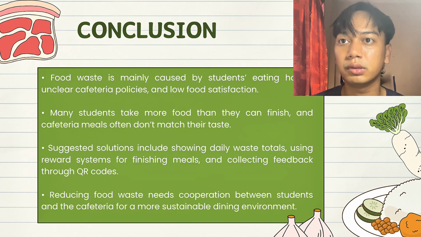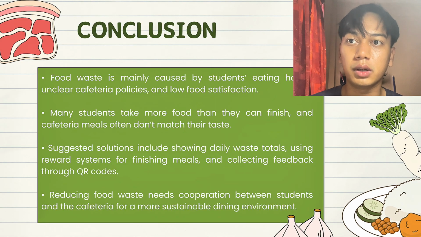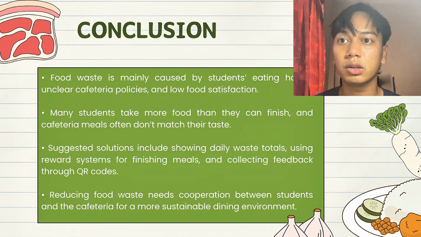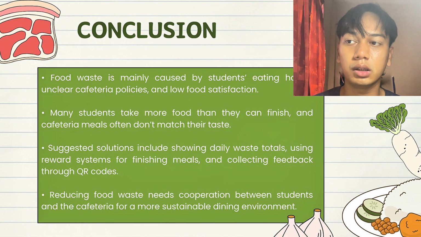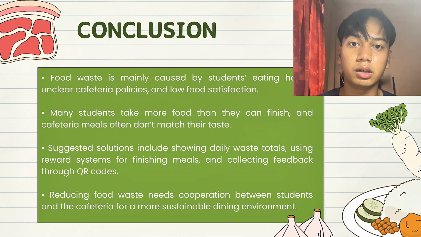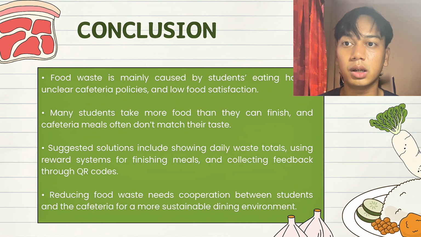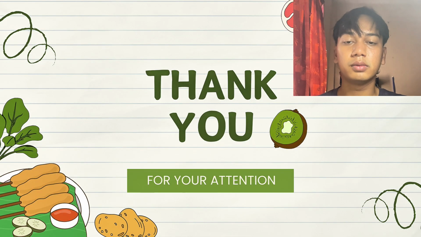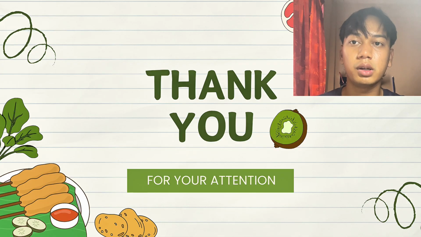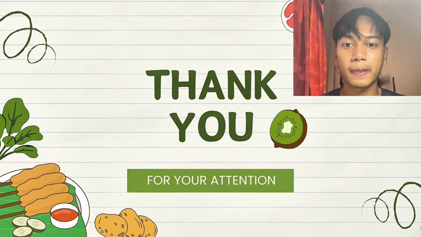So for the conclusion, food waste is mainly caused by student eating habits, unclear cafeteria policy and low food quality. Many students take more food than they can finish, and cafeteria meals often don't match their taste. Solutions include showing daily waste totals, using a reward system for finishing meals and collecting feedback through QR codes. So reducing food waste needs cooperation between the students and the cafeteria for a more sustainable dining environment. So that's all for our group on wasting food in the cafeteria. Thank you.